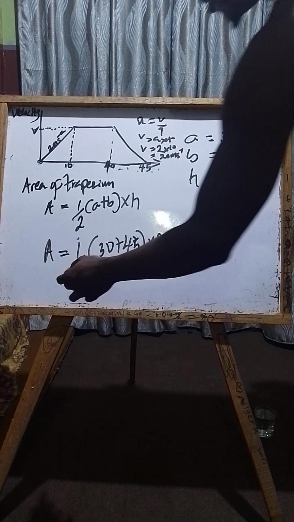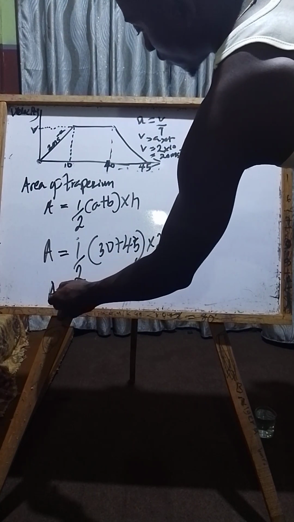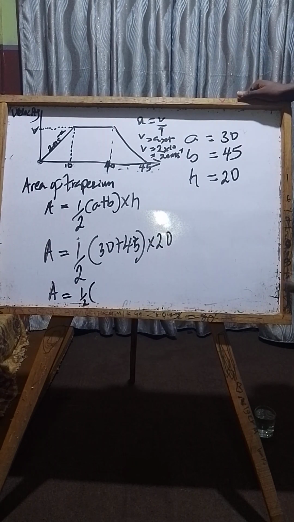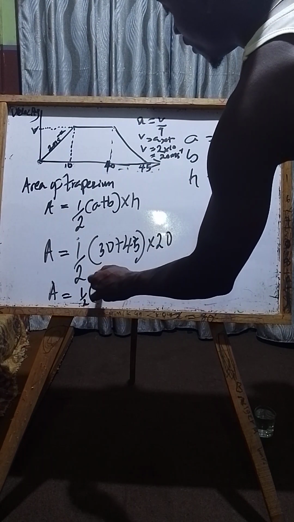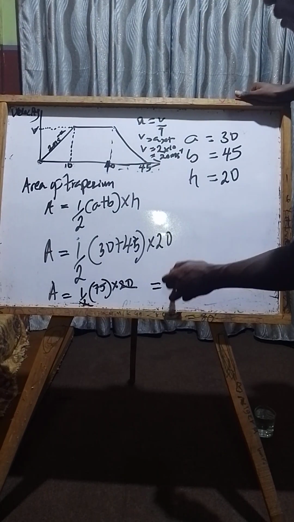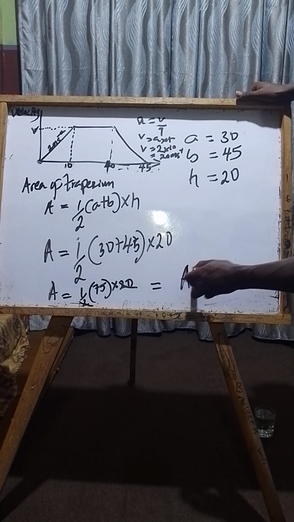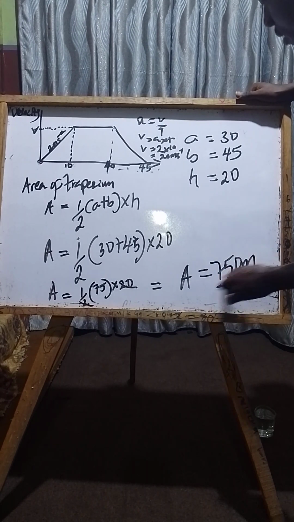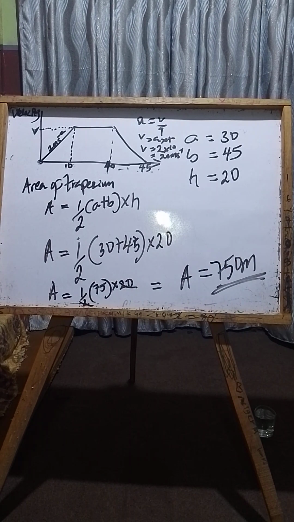Your height is your velocity from the vertical side of the graph. If you solve this, you'll be having something like this. Area is equal to 1 over 2, 30 plus 45 will give you 75, times 20. If this goes here, your area is equal to 750 meters. 750 meters is the total distance traveled by the truck.